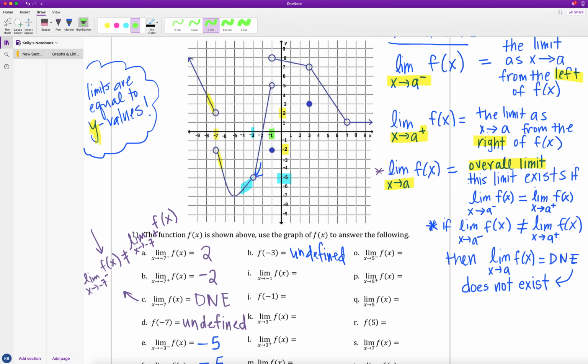Well, from the left-hand side here, that's this part of the graph that I just highlighted that's approaching +5. And then the right-hand side of this graph is approaching up here at +8. What that tells me then is the limit as x approaches -1 from the left is equal to 5, but the limit as x approaches -1 from the right is equal to 8. And since 5 is not equal to 8, then what that tells me is that this limit does not exist.